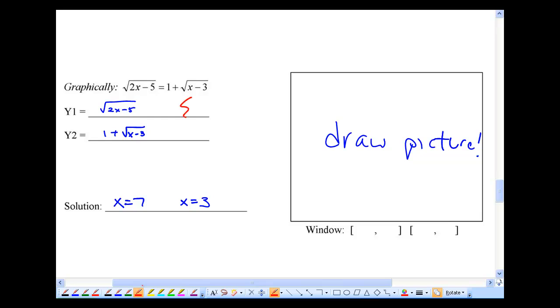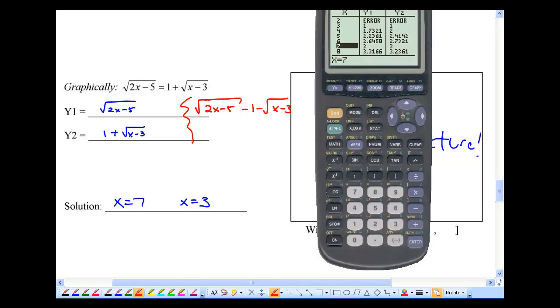Maybe what I should do is try to use the zero method. And let's see what happens when I do the zero method, where I now move every single term to the left side. Okay, so let's try that. And let's see what you get. We've got the square root of 2x minus 5 minus 1 minus now the square root of x minus 3. Let's just take a look at what happens here. Okay, let me delete y2. And then let's go zoom standard. Number 6. Let's see what you get.